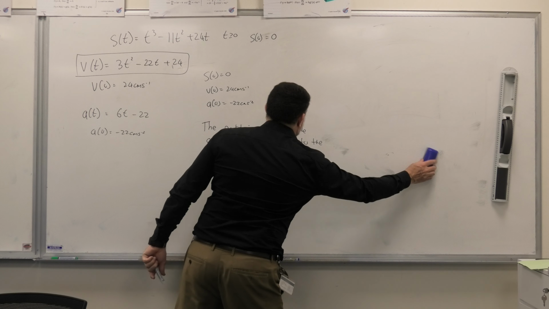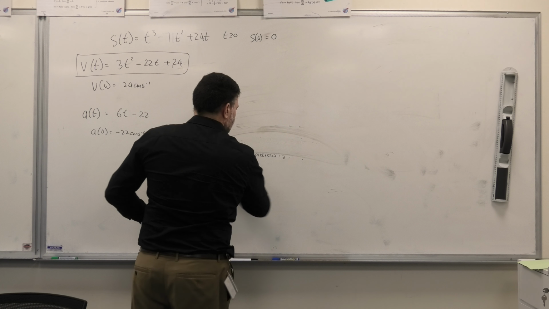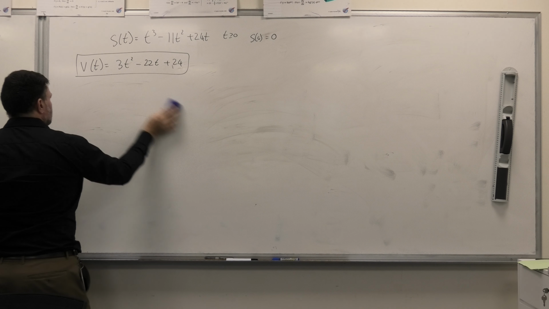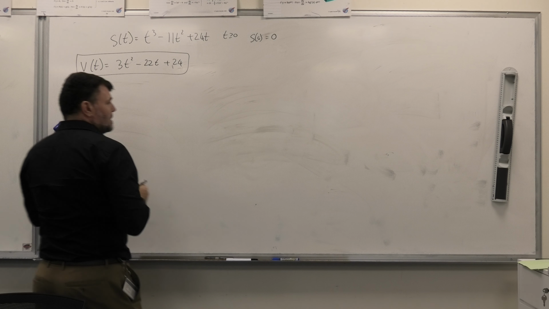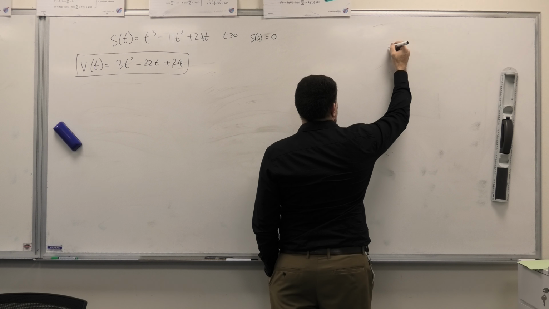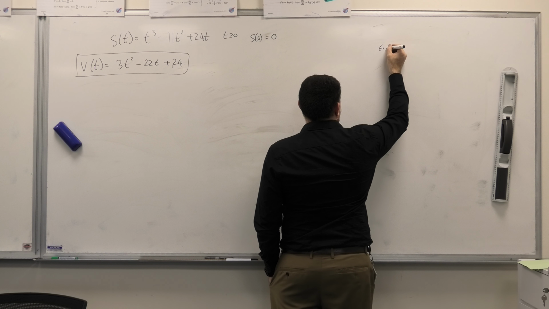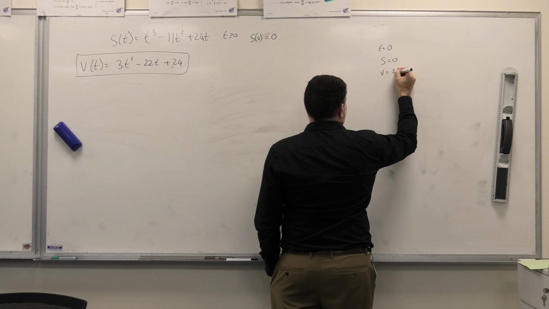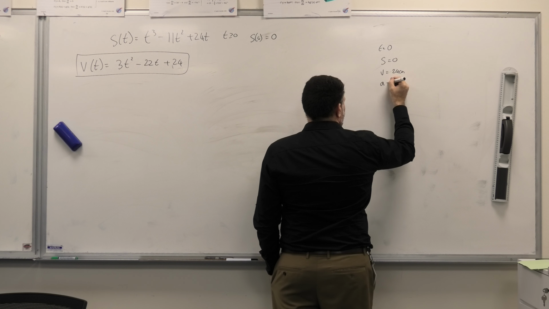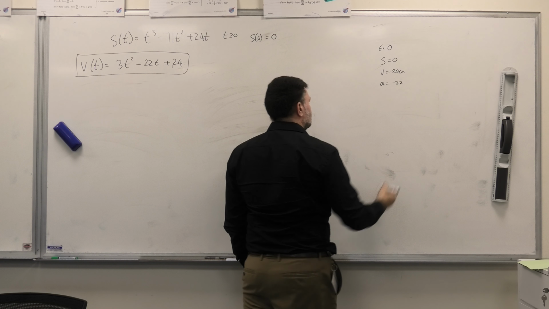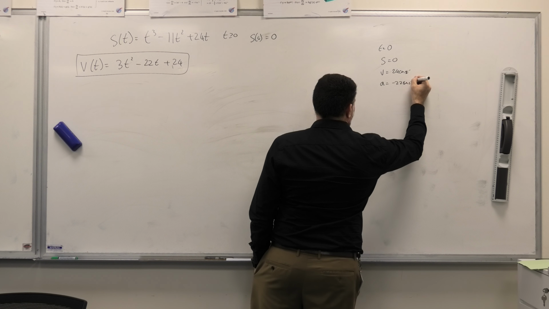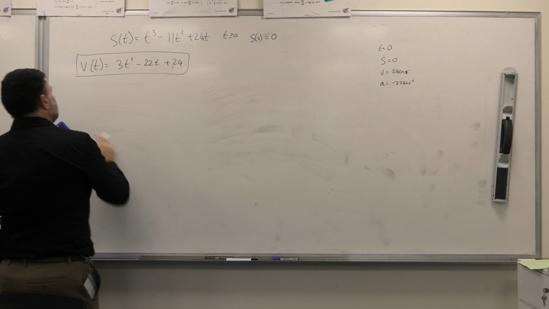Alright, so let's do the sign diagram for each of these. I'm going to write up over here, because I'm probably going to need it later on. When t is equal to 0, s was equal to 0, v was equal to 24 centimeters per second, and a was equal to negative 22. Alright, so let's break this up.